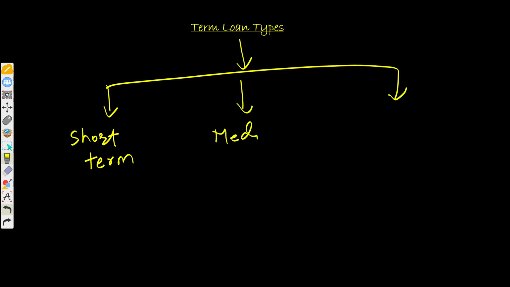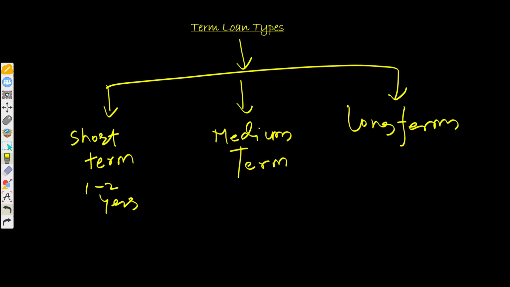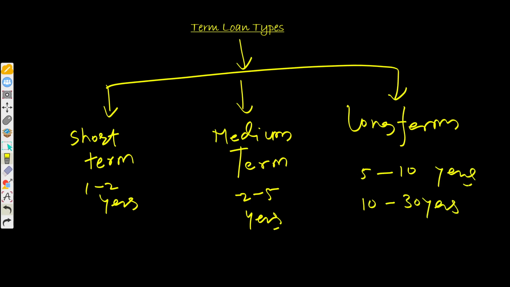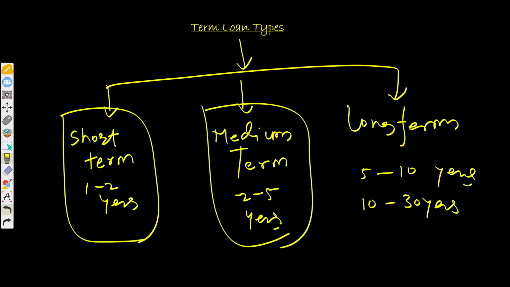Medium term and long term. 1 to 2 years, then you can say 2 to 5 years duration, and 5 to 10. But I have seen 10 to 30 years as well. So that depends. So these are the types of term loans: short term, medium term, and long term.